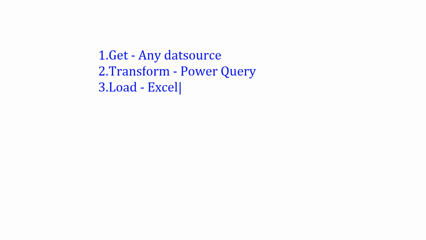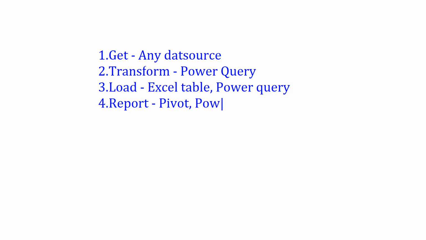Second one, after getting the data, we have to transform the data. Where can I transform the data? Transformation can be done under Power Query. After transforming, you have to load the data. Where can I load the data? Either you can load the data into an Excel table, or we can have the data in Power Query itself. Finally, we have to create a report for this data. To create a report, one is we can create a report under pivot, another one is you can create a report through Power Pivot also.